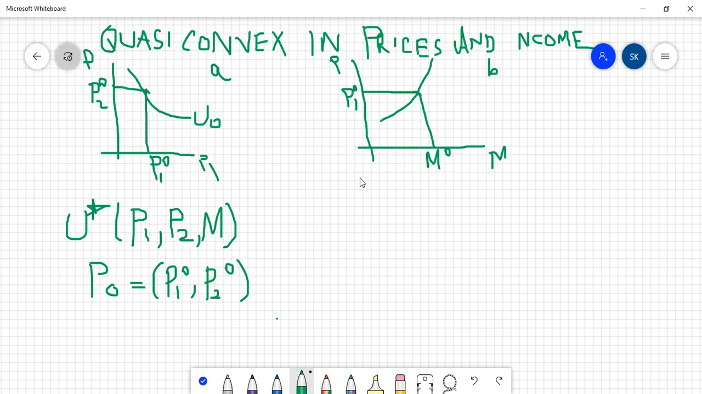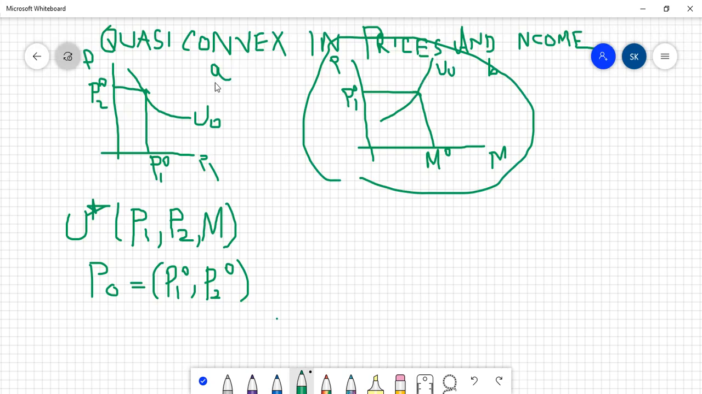In the next one, that is figure B, what we have over here is the contour that is U naught. Again, this is also U naught. The contour U naught through the point P1 naught and M naught is convex from below. This is convex from below because the worse set lies to the northwest of the point. Here, the worse set lies to the northeast, and here it lies to the northwest of the point. So therefore, we can say that the indirect utility function is quasi-convex in prices and income.